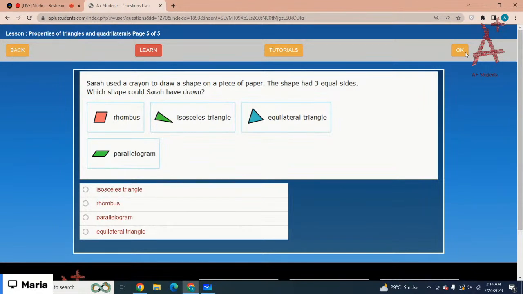The correct option is equal angles. So, an equilateral triangle is the one that has all three angles equal in measure. That means the correct option is equilateral triangle. So the correct option is equilateral triangle.